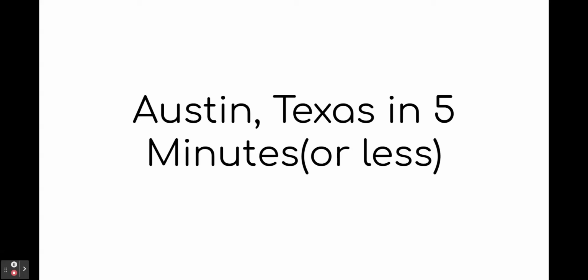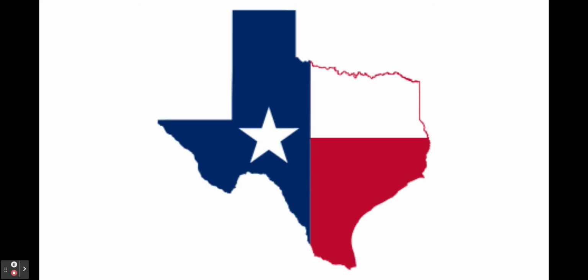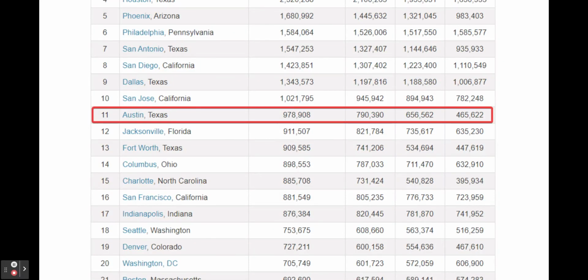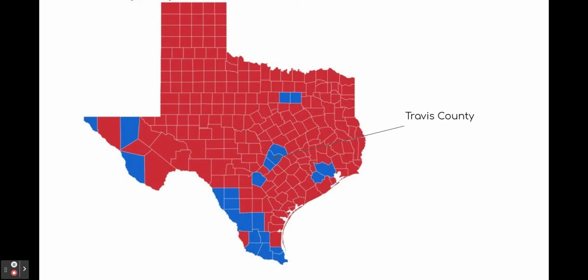Austin, Texas in 5 minutes or less. This is Texas, the Lone Star State. This is Travis County, the location of Austin. Austin is the 11th largest city in the United States. It is also one of the only left-leaning cities in Texas.